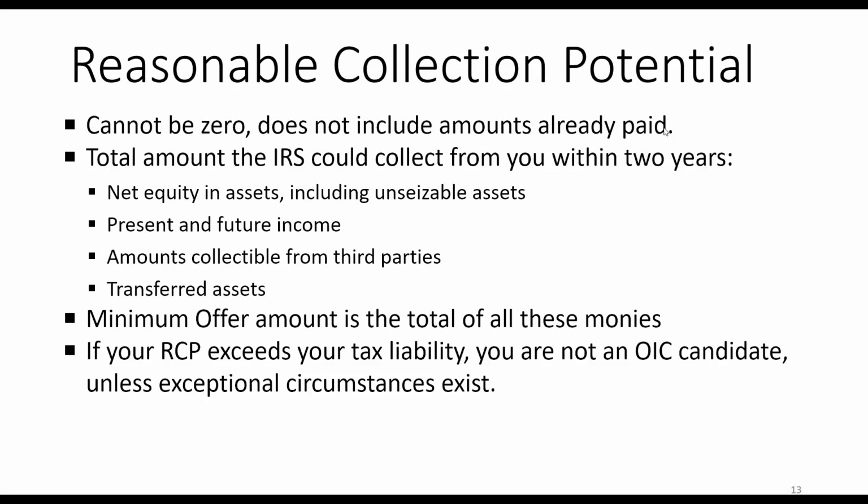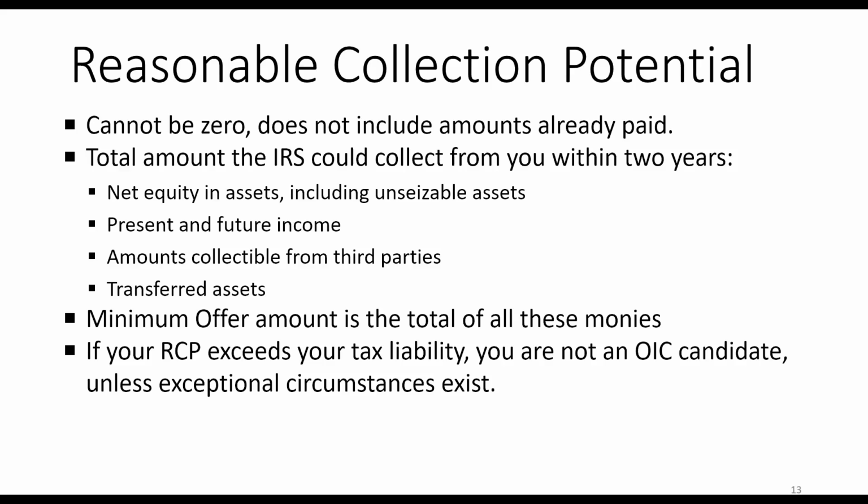Okay, so let's talk about reasonable collection potential. In many discussions I've had with Jason, this is what you should be looking at when you're analyzing anybody. Unless it's an easy slam dunk, they're under $10,000, or maybe even under $50,000 where financial reporting is not required, you should be looking at reasonable collection potential, because it really helps you determine whether an offer is even on the table, and if not, what other alternatives you're looking at.